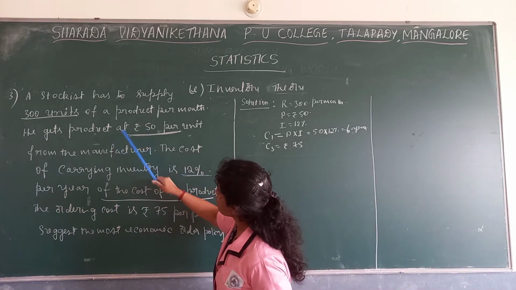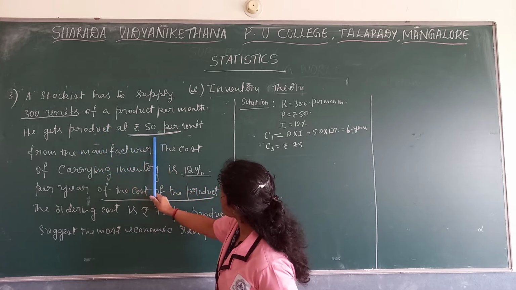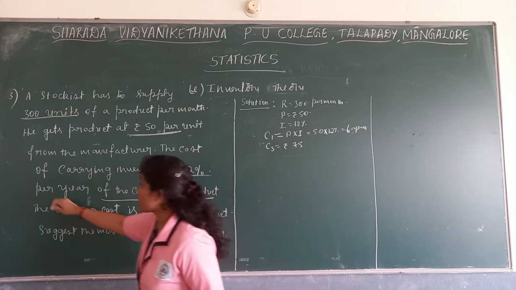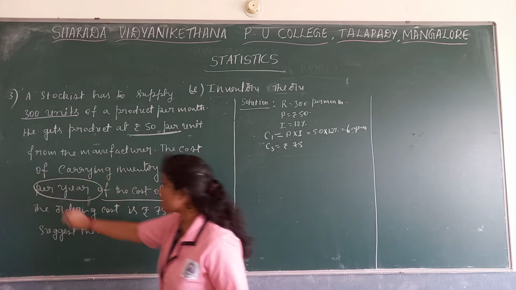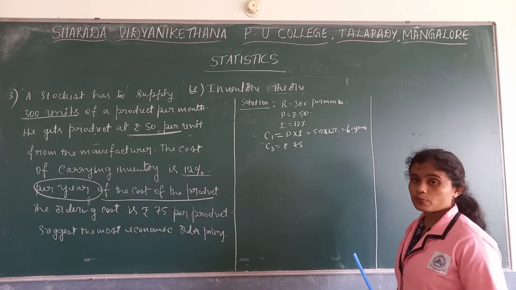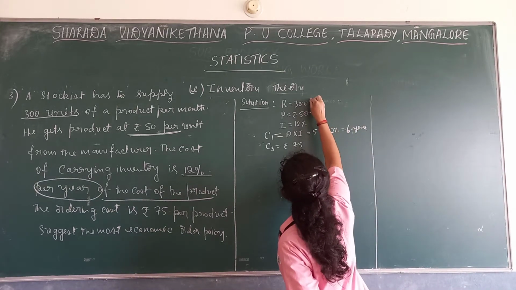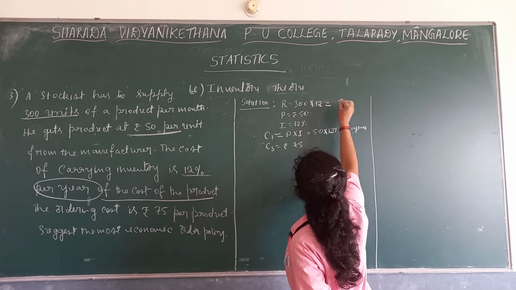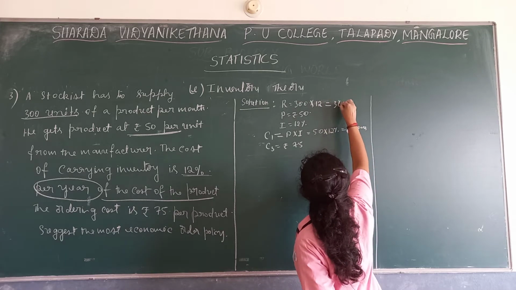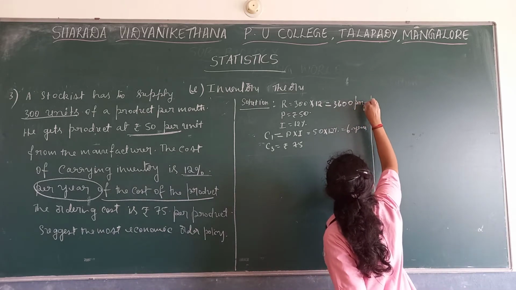Now, here it is the product per month, and from the manufacturers we multiply 12% per year. Now, one more calculation we get. They have given inventory per year, but our demand is in the form of per month. What we need to do? We need to convert that demand into year. Here 300 into 12 is 3600. Now it is per year.